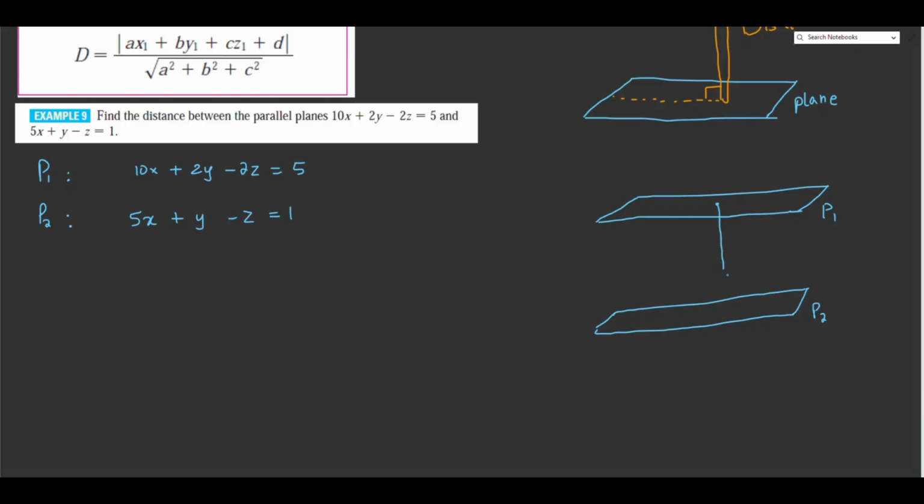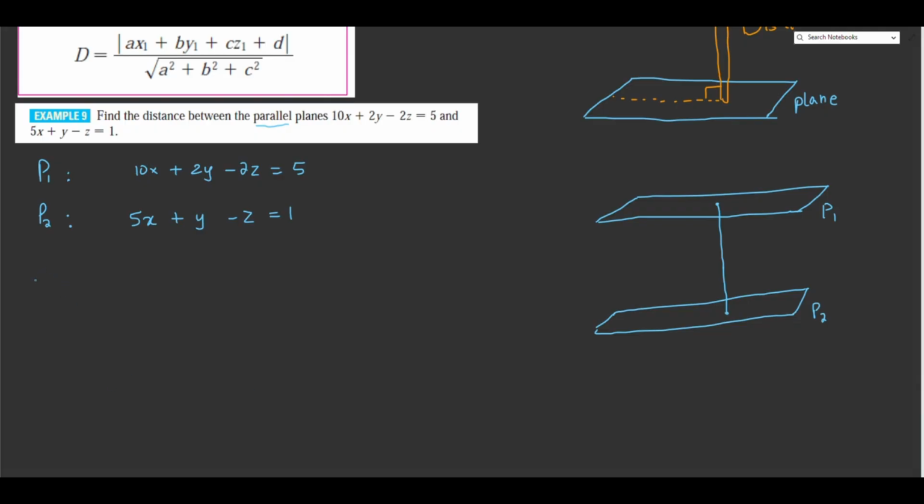The question is that we want to find the distance between these two planes. But the above formula gives us the distance from a point to a plane. However, it is given in the question that these two planes are parallel to each other. So it means that we can choose any one point on the plane P1 and find its distance from the plane P2, and that will give us the distance between the two planes. That's the main point you need to remember.